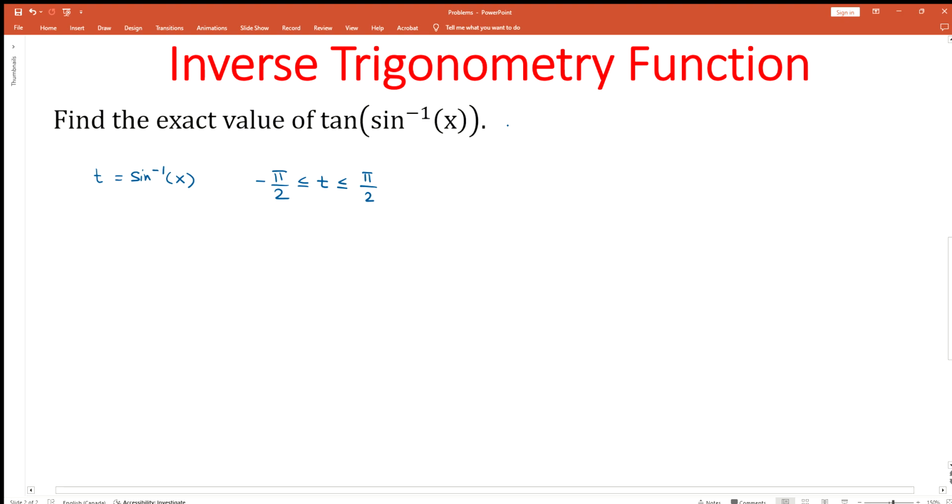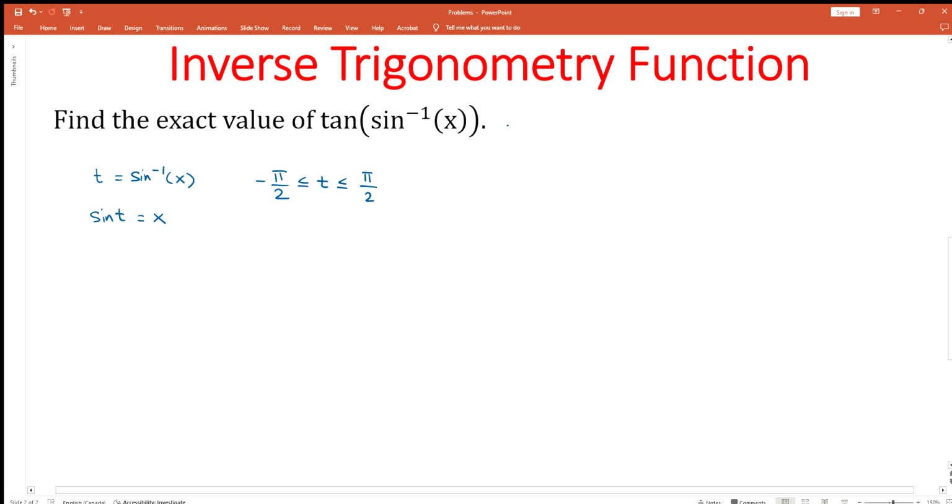Next, we can move inverse of sine to the left side of the equation with t. I get sine of t is equal to x. Assuming x is a positive value, sine of angle t is equal to positive value. That means the value of angle t should lie between 0 and pi over 2 because angles between 0 and pi over 2 are in quadrant 1 and sine is positive in quadrant 1. Angles between negative pi over 2 and 0 are in quadrant 4 and sine is negative in quadrant 4.